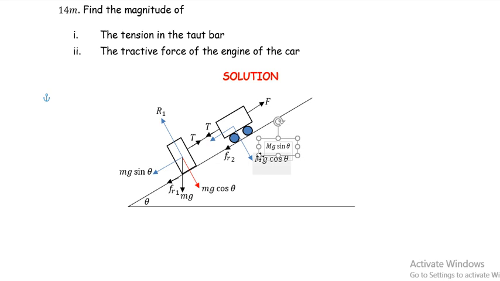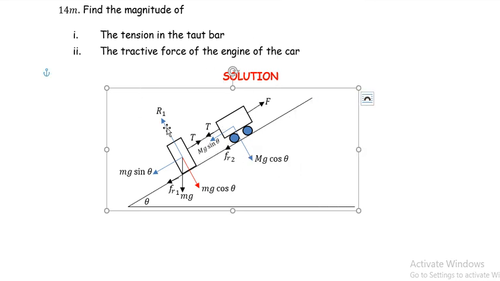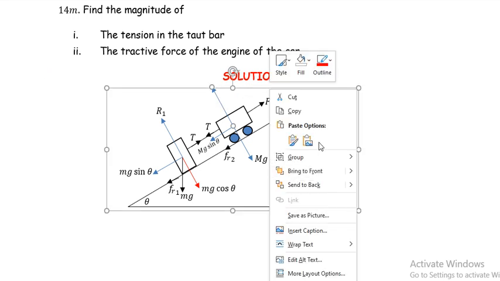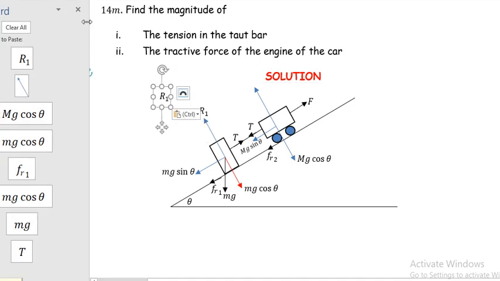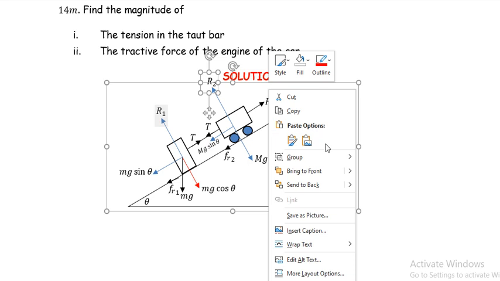I'll just try to decrease the size so that it should fit here. In questions like this, the first thing you do is indicate all the forces. So this is Mg sin theta. Now the next thing to do is put the normal reaction force for the car. The normal reaction force is in the same direction as the perpendicular component of the weight. We are going to call it R2. All of these forces I'm indicating are going to be useful. The question is too broad, and if you make a mistake, it becomes a very big problem.